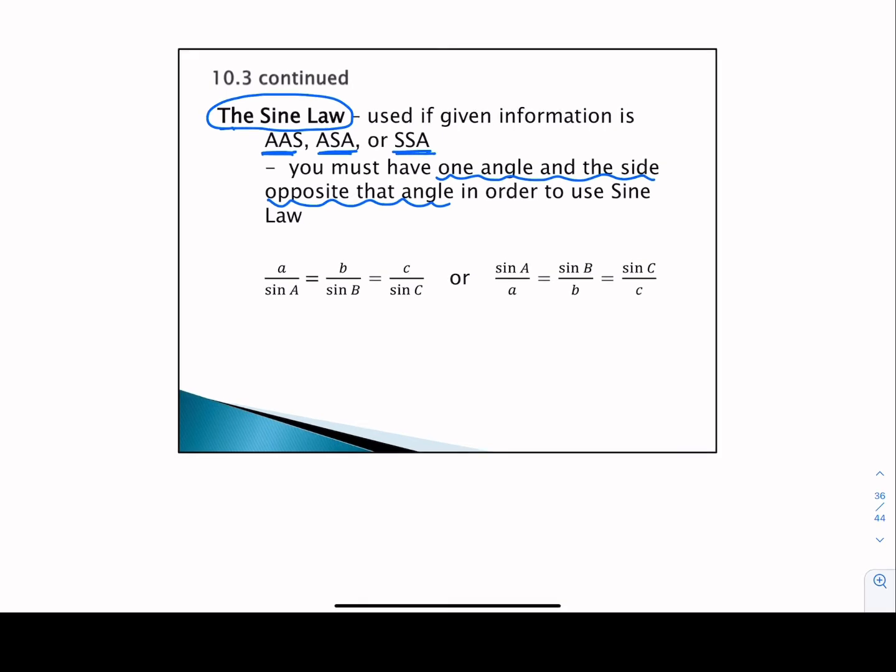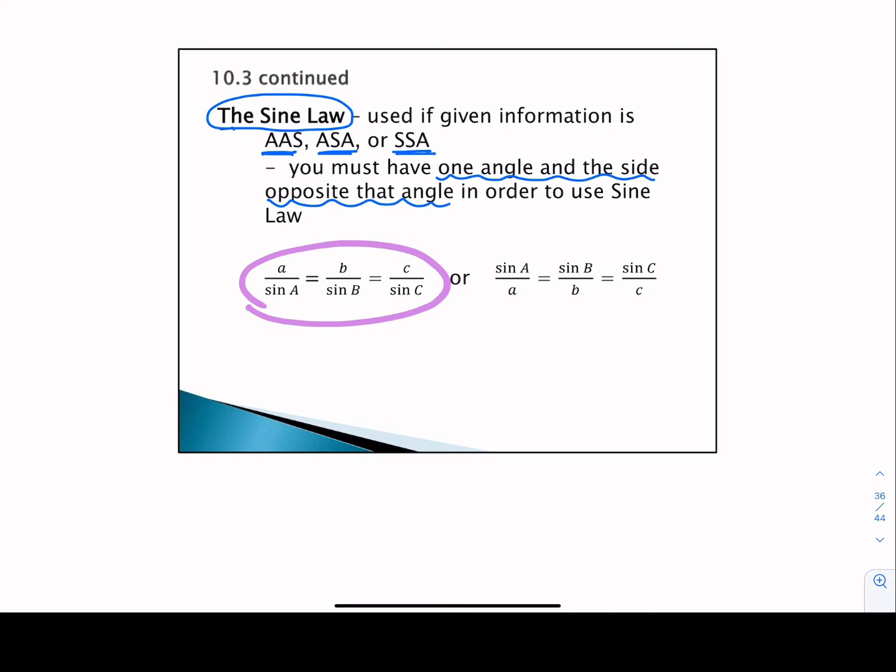You'll often see the sine law written one of two ways, and before we get into these actual laws, I just want to remind you that if you see lowercase letters, those are side lengths, and uppercase letters are always there to denote angle measurements. So if we take a peek at the first variation of this sine law, we see that if you have a side length A divided by the sine of angle A, that's equivalent to side length B divided by the sine of angle B, which is also equivalent to side length C divided by the sine of angle C.